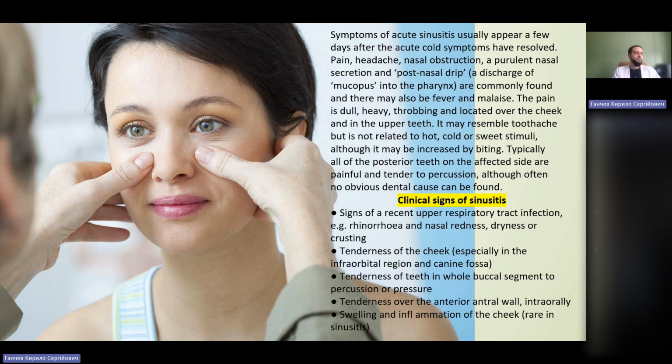We have signs of a recent upper respiratory tract infection, for example rhinorrhea, nasal redness, dryness, or crusting, tenderness of the cheek, especially in the anteroorbital region and canine fossa, tenderness of teeth in the orbital segment, percussional pressure, tenderness over the anterior antral wall intraorally, and swelling and inflammation of the cheek, which is rare in sinusitis.